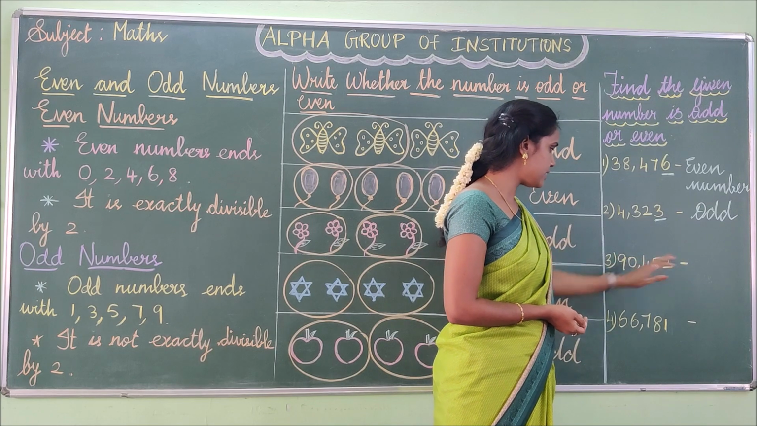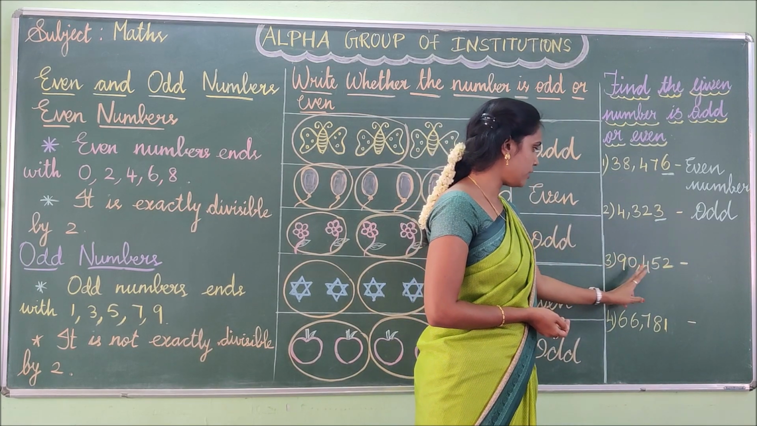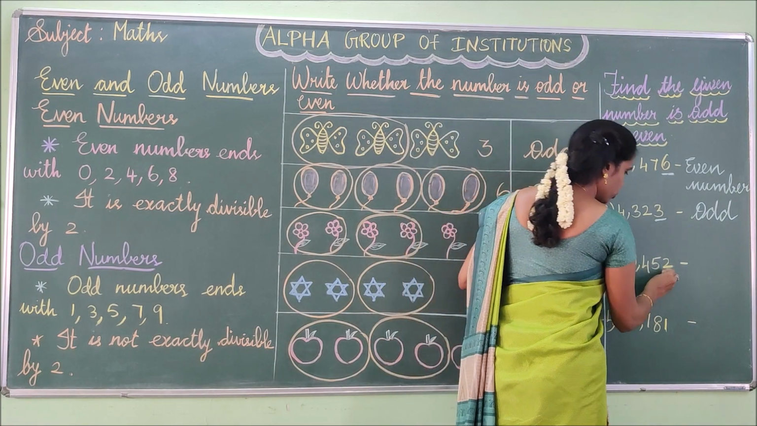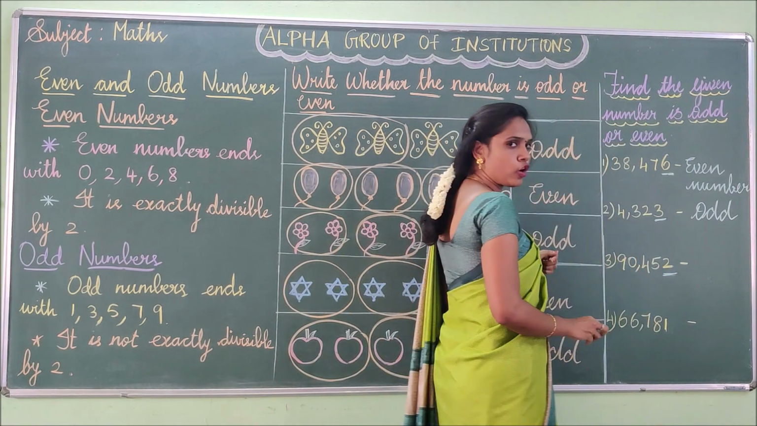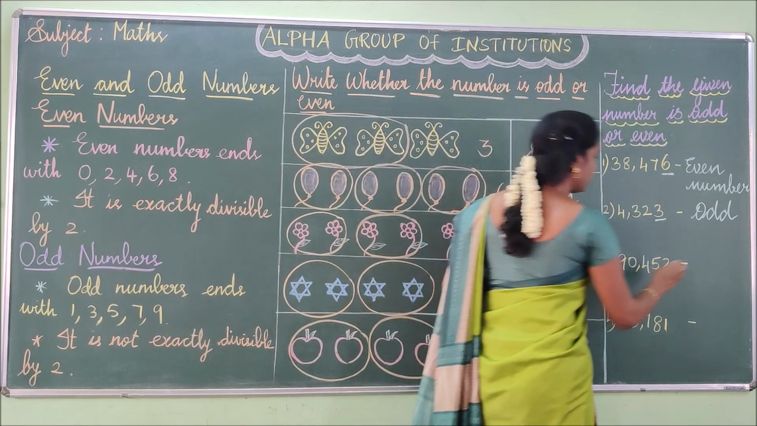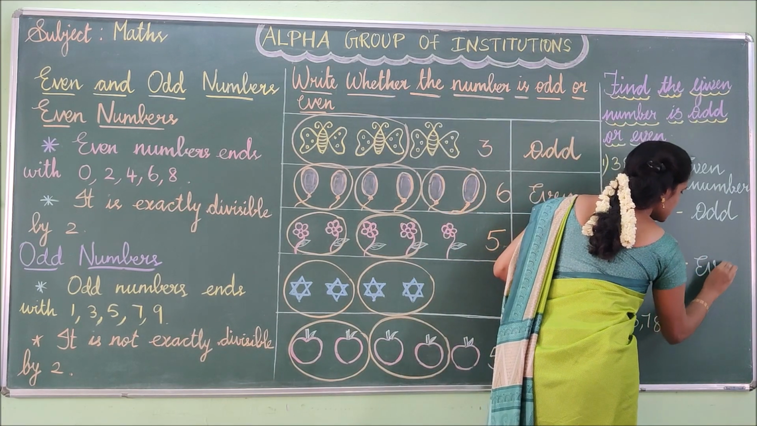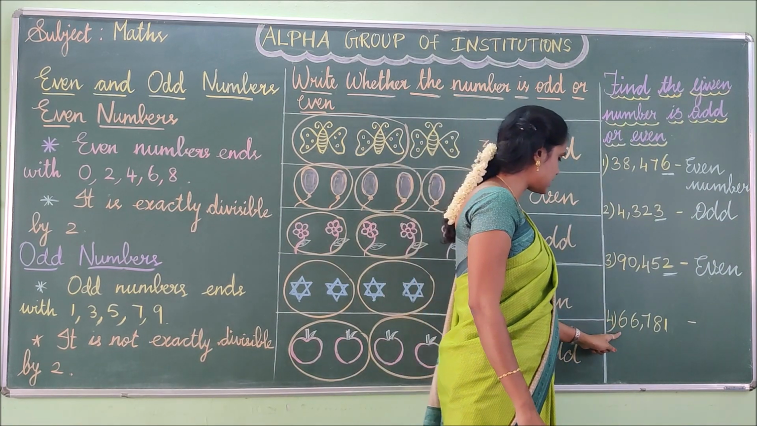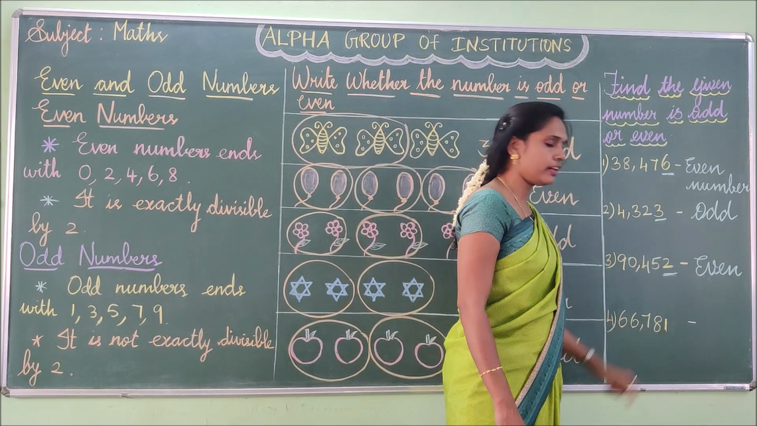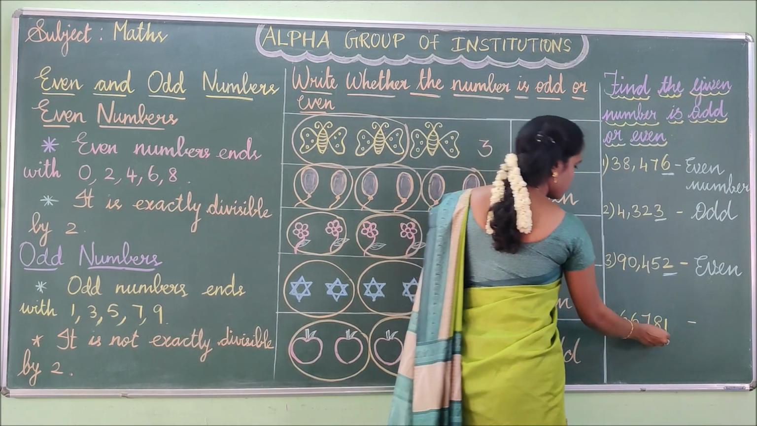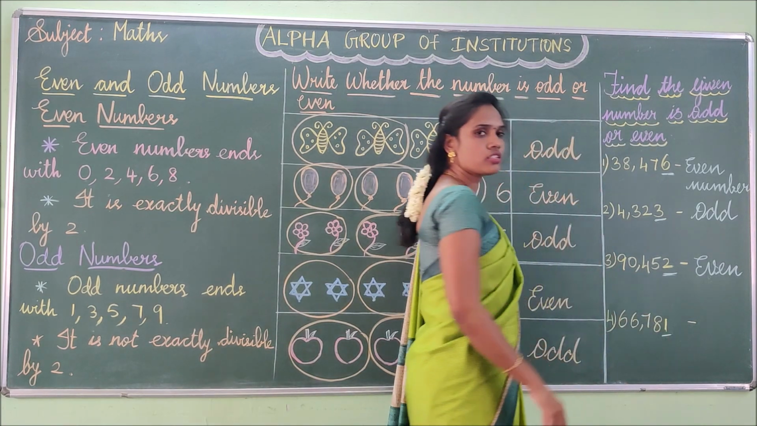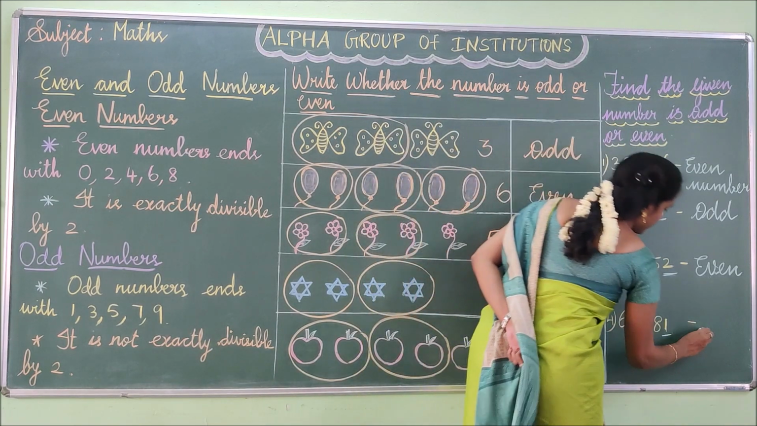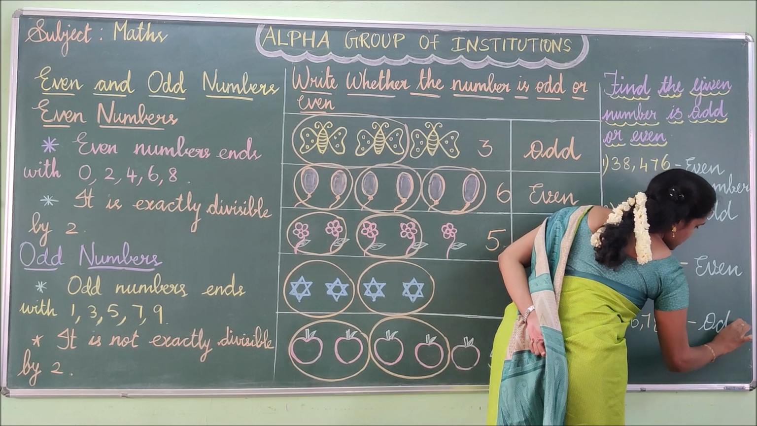See the last digit. 90,452. The last number is 2. So is 2 an even number or an odd number? Very good. 2 is an even number. This is even. And then see the fourth one. 66,781. So here the last number is 1. So is 1 an even number or an odd number, children? Very good. It is an odd number. So you have to write this is odd.